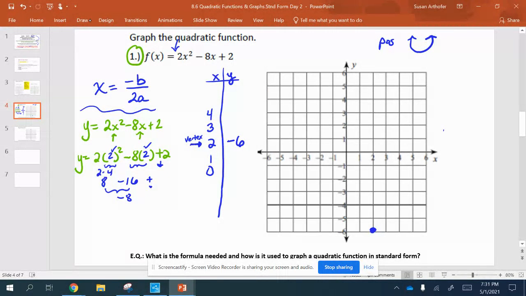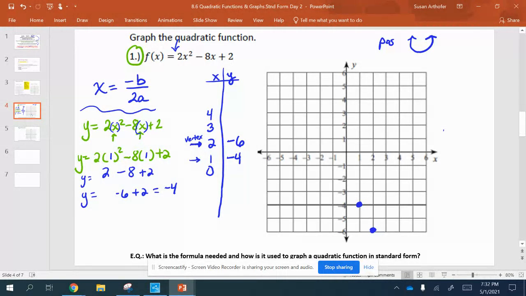So I'm going to erase my blue. I'm going to plug in another x value right here. I'm going to plug in a 1. So I do the exponent first. So 1 squared is 1 times 2. Negative 8 times 1 is negative 8. Bring down the 2. So our y value will be equal to 2 minus 8 is negative 6 plus 2. Our y is negative 4. And I'm going to go ahead and plot that point. So I'm going to go to the middle, over 1 and down 4, make the dot.